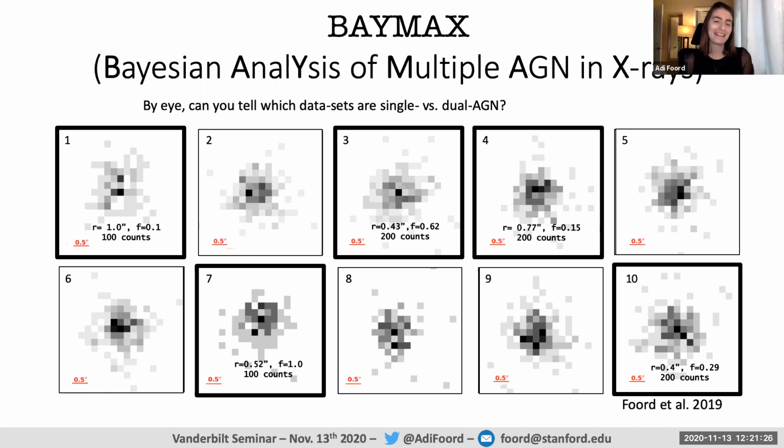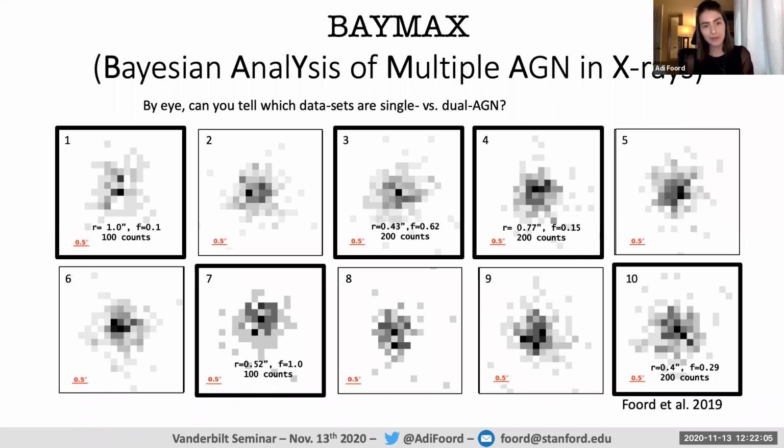So I'm highlighting the dual AGN simulations in the black boxes. And BAYMAX was able to correctly identify each of these simulations being likely composed of 2 versus 1 thing. So I want to highlight that BAYMAX can do quite well both in the low count ratio and the low separation regime. So if you look at panel 1, the separation, which is denoted by R, is quite large. It's 1 arcsecond, but the count ratio is quite small. So with 100 total counts, the secondary is contributing around 9.